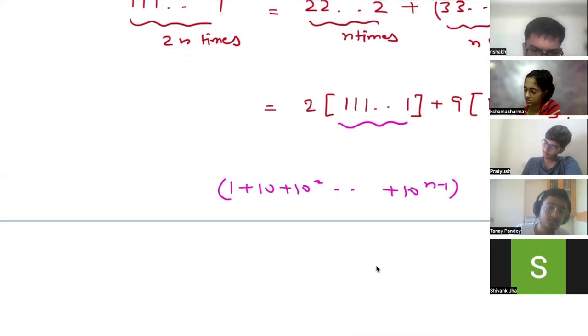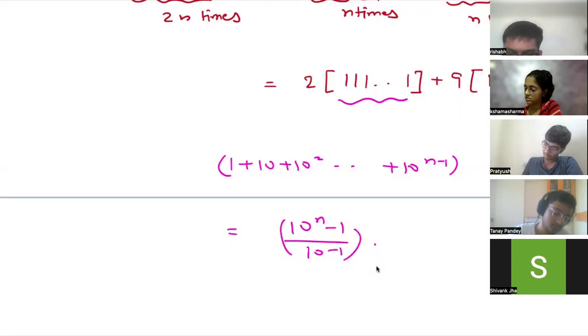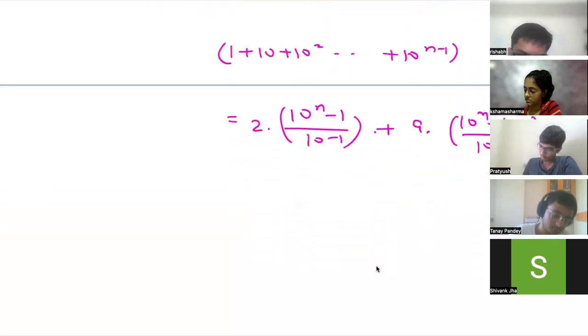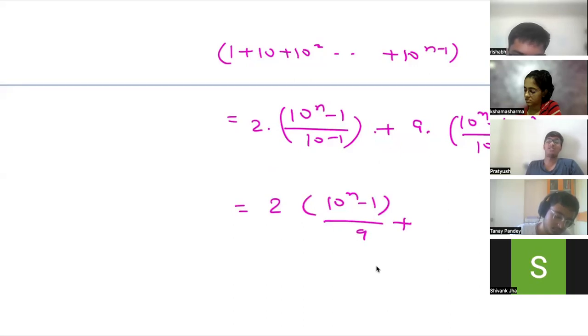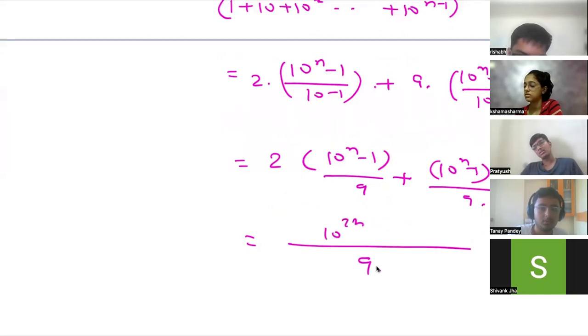Right. And the second one will be the square of this. So 10 to the power n minus 1 upon 10 minus 1. 2 into this plus 9 into 10 to the power n minus 1 upon 10 minus 1, the whole square. So this is 2 into 10 to the power n minus 1 by 9 plus 10 to the power n minus 1 the whole square by 9. So this is 9 and this is coming as 10 to the power 2n minus 2 plus 2 cancel out.